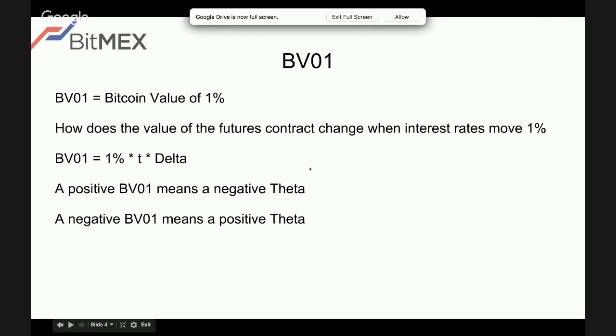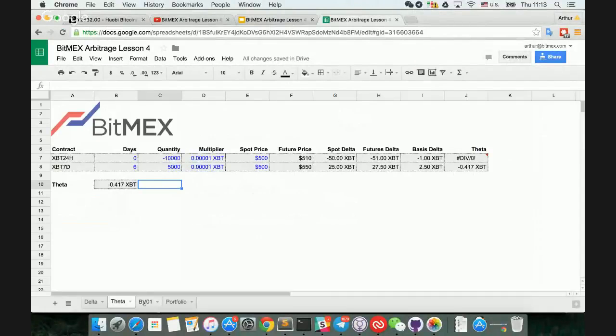Basically, this is the time value component of your futures contract, the interest rate component. So BV01 is just taking 1% times your T, which is the days to expiry divided by 365, times your delta. Remember, delta is calculated at the spot price. Now, if you are benefiting from interest rates rising, that means you have a negative theta. And if you're not benefiting when interest rates rise, that means you have a positive theta. And let's illustrate this via a quick example.